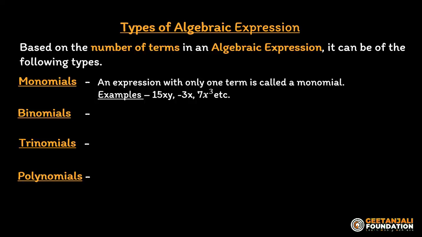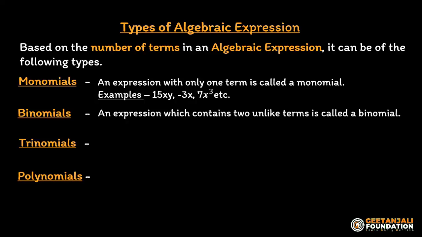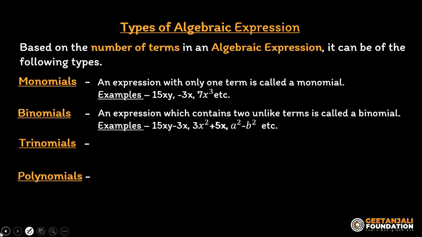Now we talk about binomials. An expression which contains two unlike terms is called a binomial. So in these examples, you can say 15xy minus 3x. First example here, 15xy and minus, there is a minus sign. It means this is the first term and this is the second term. You have already seen that. So this expression consists of two terms. So this is called a binomial.